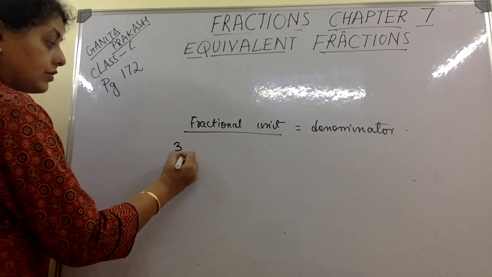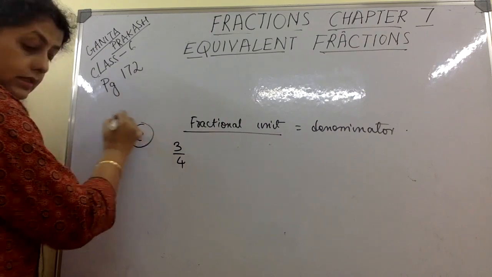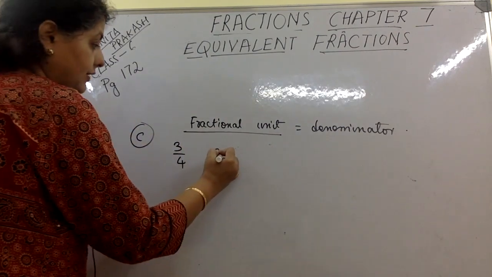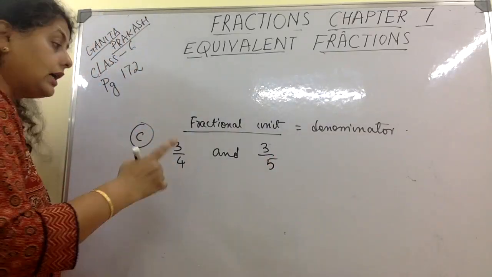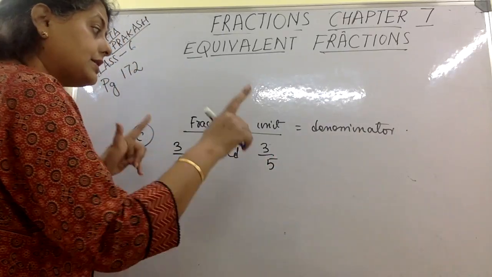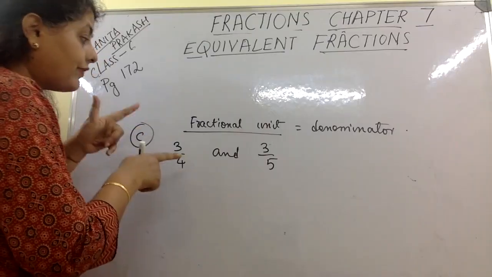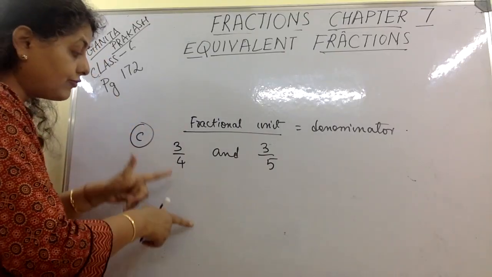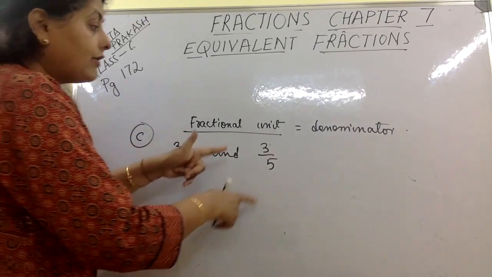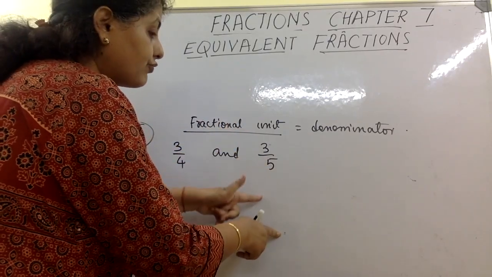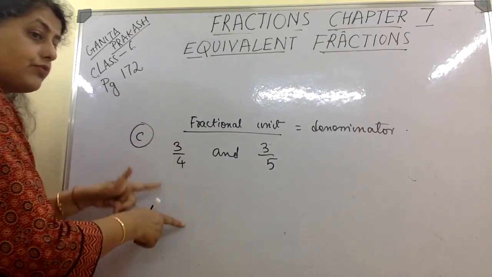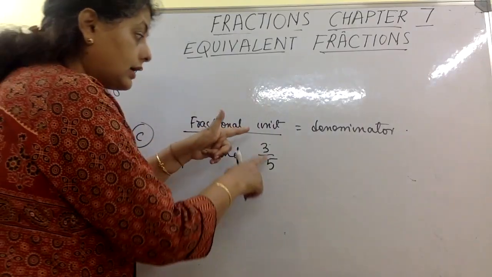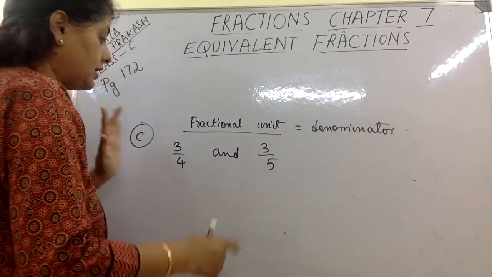3 by 4, this is question number C, 3 by 4 and 3 by 5. Now note, again, 4 and 5's LCM is 20. I will find one equivalent for this with the denominator as 20, and another equivalent for this with the denominator 20.